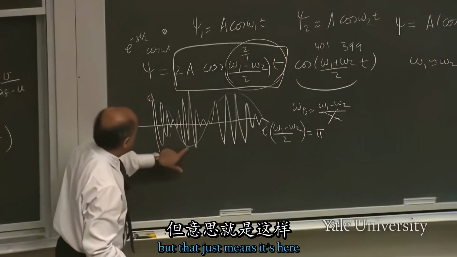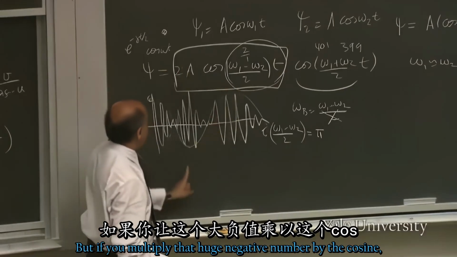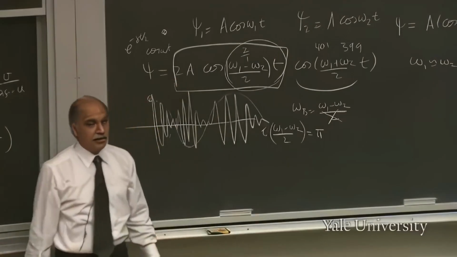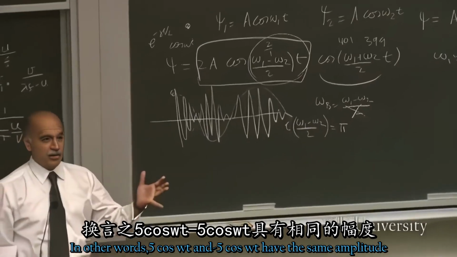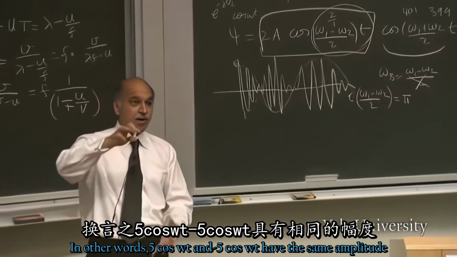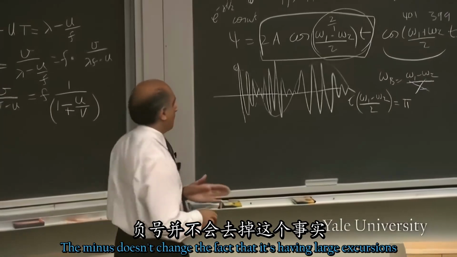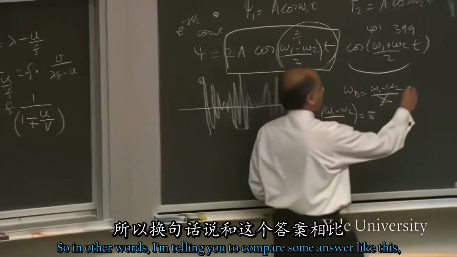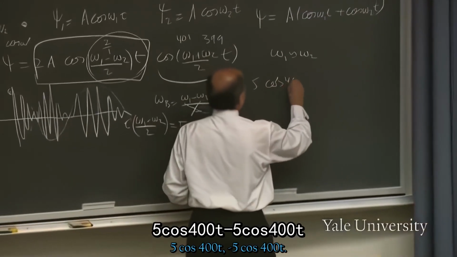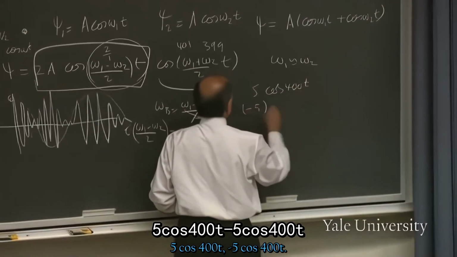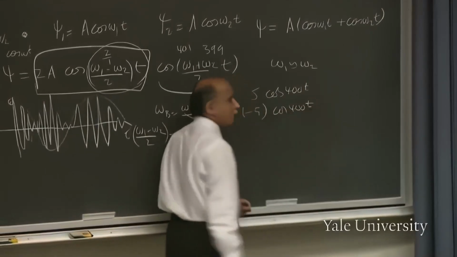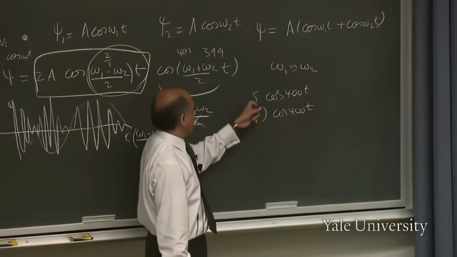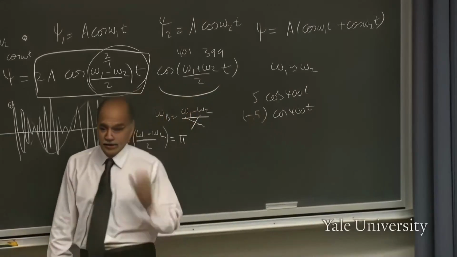That just means it's down here, but if you multiply that huge negative number by the cosine, it is still oscillating very wildly here as much as it is here. In other words, 5 cosine omega t and minus 5 cosine omega t have the same amplitude. The minus doesn't change the fact that it's having large excursions from plus to minus 5. So in other words, compare cos 400t and minus 5 cos 400t. Plot this and plot this, you'll find that with 400t very rapid oscillations, this has an amplitude as big as this one.